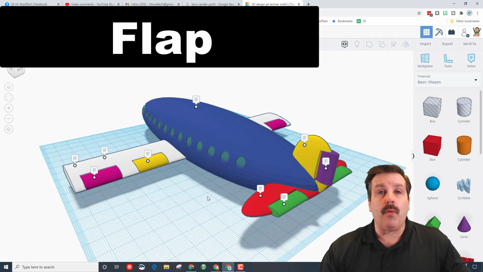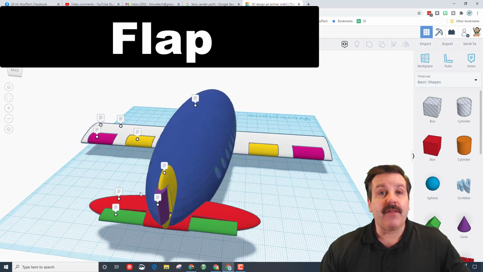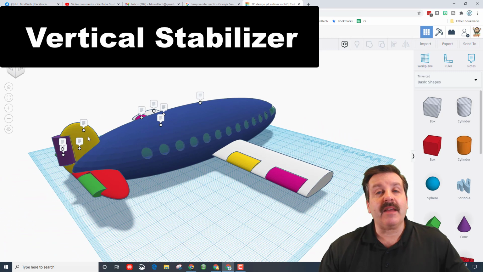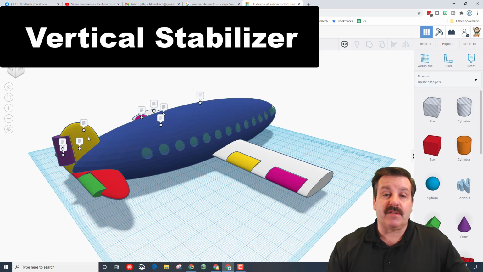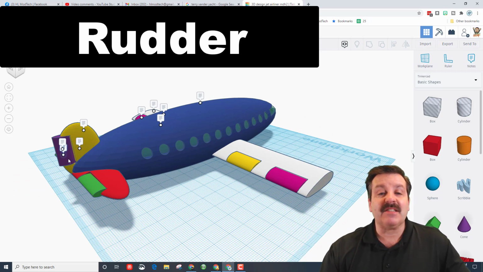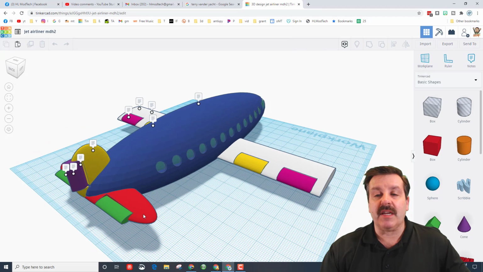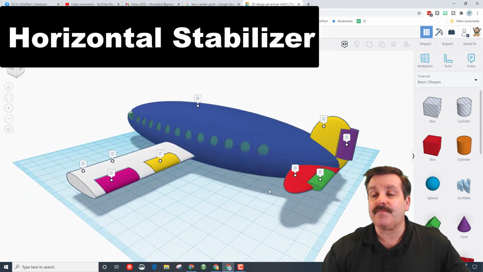Inside, the yellow ones are flaps. Flaps are what slow the aircraft down when it's getting ready to land. On the back, we've got what's called a vertical stabilizer. And attached to the vertical stabilizer is a rudder. Notice the vertical stabilizer is yellow. The rudder is purple on my aircraft.